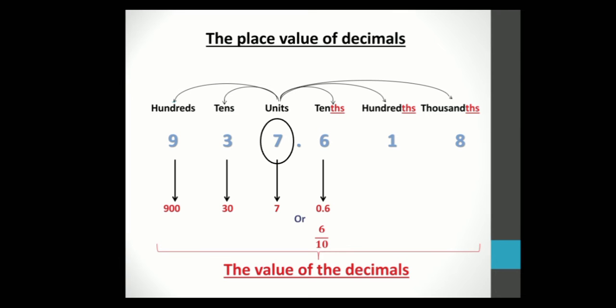1 is the second number after the point, so I can write this as 0.01, or we can write this as 1 over 100 because I have two decimal places after the point. And 8 in thousandths, so I can write it as 0.008 or 8 over 1000 because it is the third place after the point.